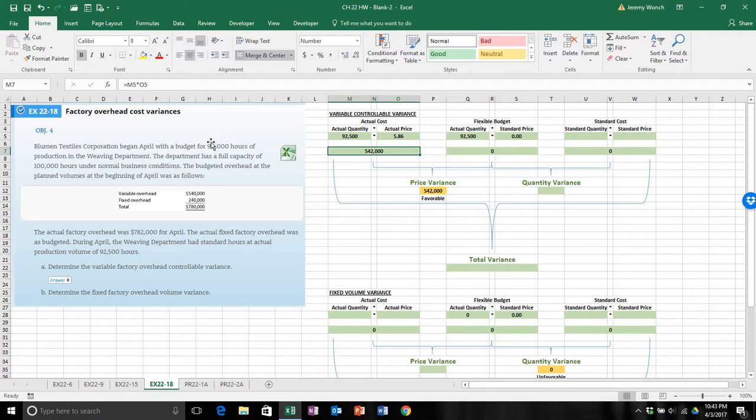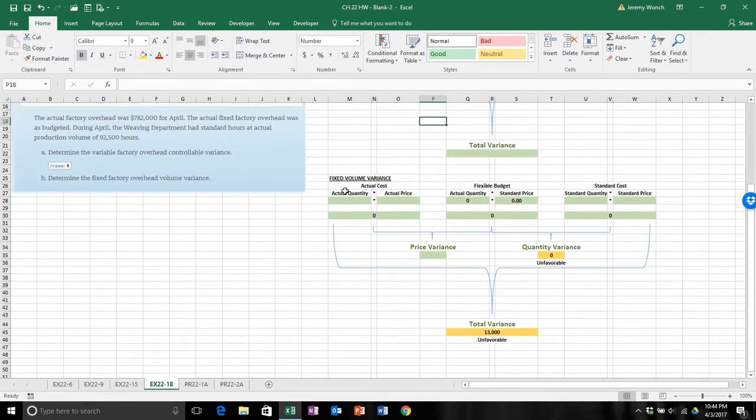Then it tells us that our standard budget is 90,000 hours, and our variable cost is 540,000. We want it per hour, so we divide that by our hours. It gets us a standard rate of $6. So now we have our actual cost and our flexible budget, so we can figure out our price variance. That gives us, for part A, a negative 13,000, which is favorable because we spent less than we planned.